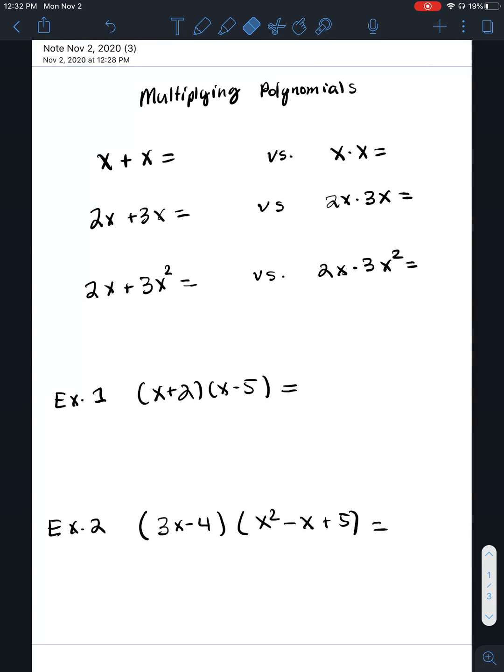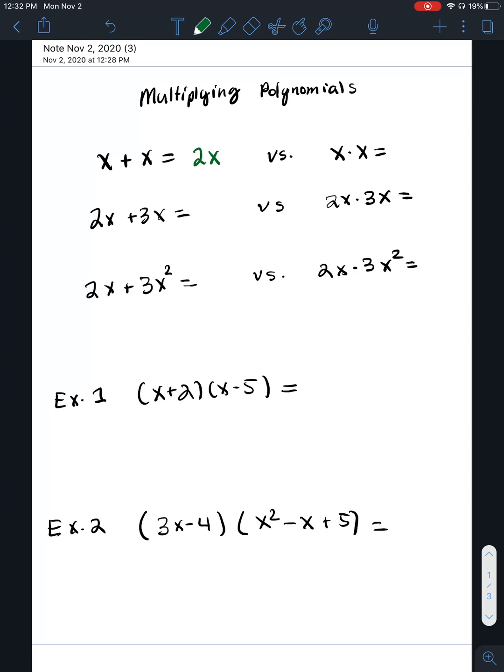Today we're going to focus on multiplying polynomials, but before we multiply polynomials, it's really important that we understand the difference between adding terms and multiplying terms, because this is a mistake I see over and over again. So for instance, the first question is, what's x plus x? We learned before when we're adding and subtracting that we can only add and subtract like terms. So when I see x plus x, I'm just like, oh, I have 2x.